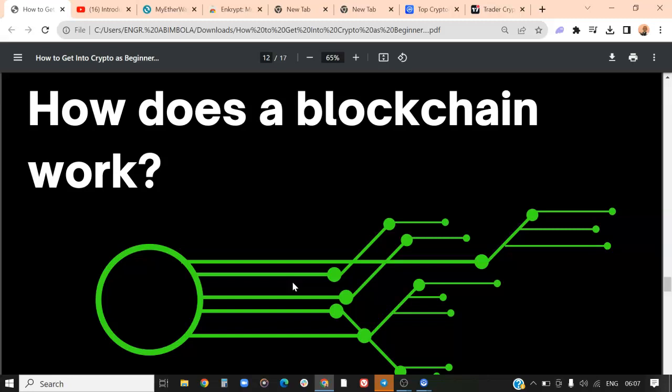So the copy that I have on my own computer is the same copy that we have on several other computers across the world. Those data are stored in the form of a block, and one block is linked to the other block. So that makes it a blockchain. It's as simple as that. I hope that makes sense to you.